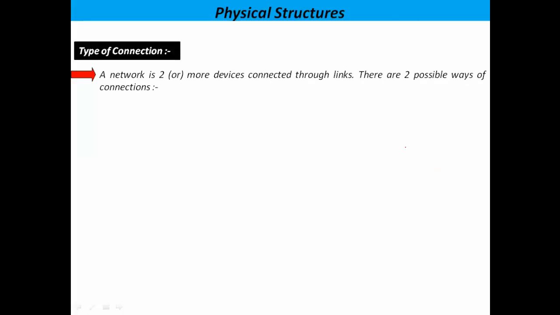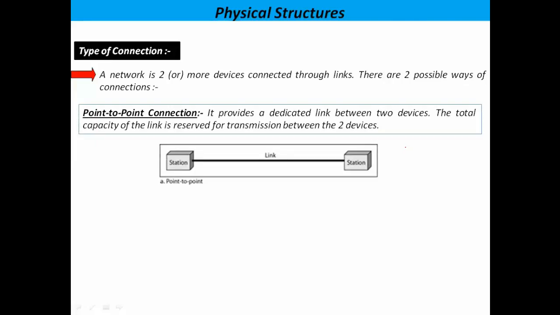Let's start with type of connection. There are 2 possible ways to connect devices. One is a point to point connection. It is called a dedicated link. There will be a dedicated link between 2 devices, and buying this link is very expensive.